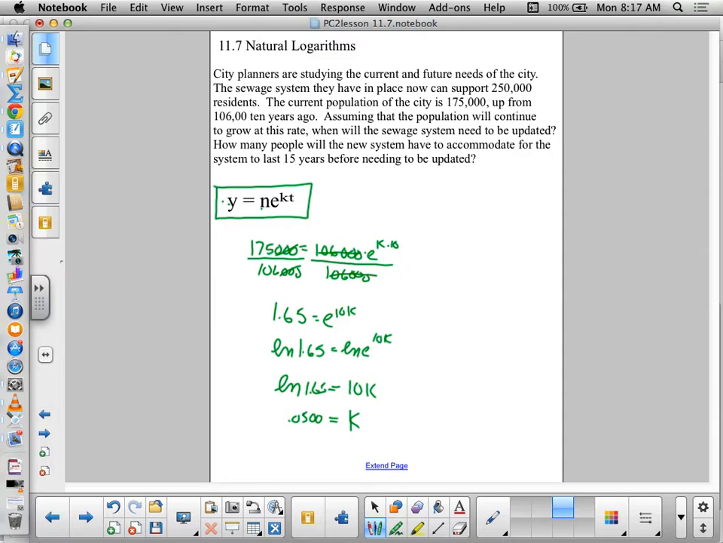Now I need to know how many people you would need to accommodate 15 years in the future. Well, my current population is 175,000.